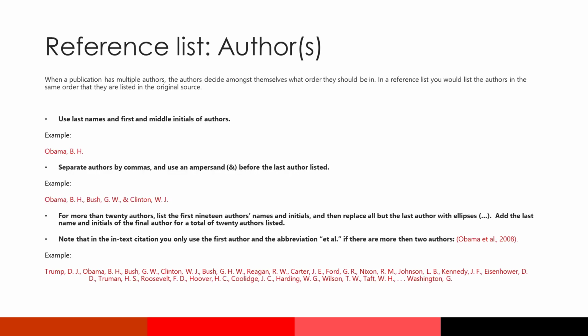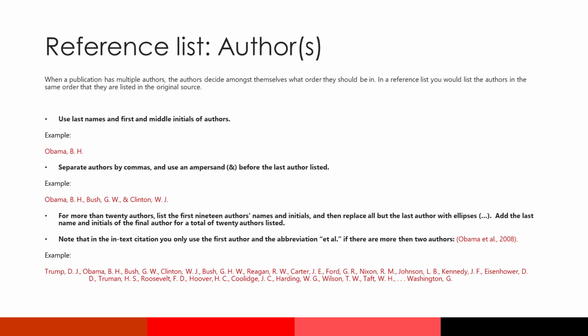The first thing to understand is that when there are multiple authors of a work, authors decide amongst themselves how to list their names. You will follow the same order they have provided when you cite them. Then, once you've established the order, use the last name and the initials for first and middle names for your authors. If there's only one author, just provide the last name, first and middle initials if they are given, and that's it. When you have multiple authors, provide last name and first and middle initials for each, separate authors by commas, and use an ampersand, the symbol for the word and, before the last author listed.